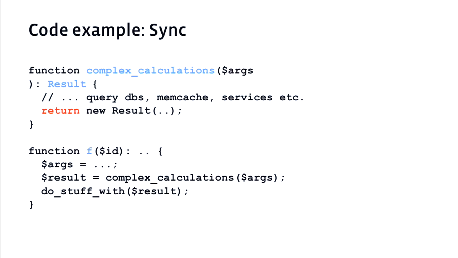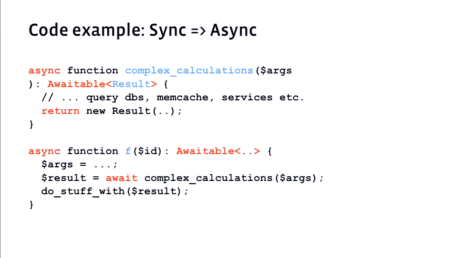You have a function called complex calculations that does complex calculations and returns a result. So it might query some DBs, query some memcache services, do some math, etc. But at the end, it pumps out a result. And then you have a client of that function, the function f, which takes some arguments, calls into the complex calculations, and then does some stuff with the result. So let's see how that looks as async.